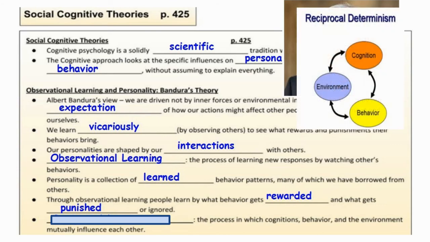When we talk about this process, we can talk about the concept of reciprocal determinism. This is the process in which our cognitions, our thoughts, behaviors, and environment mutually influence each other. If you see the diagram there, you can see how we think about something, how we behave, and how the environment interacts with us all plays off of one another.